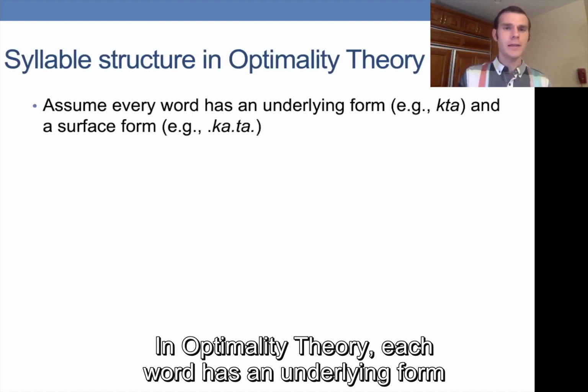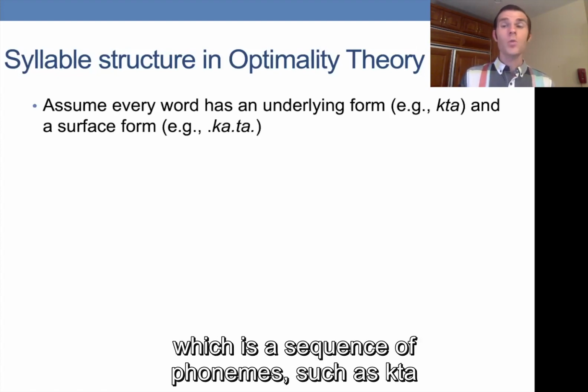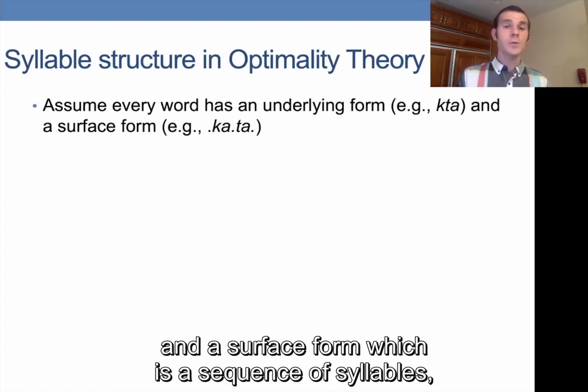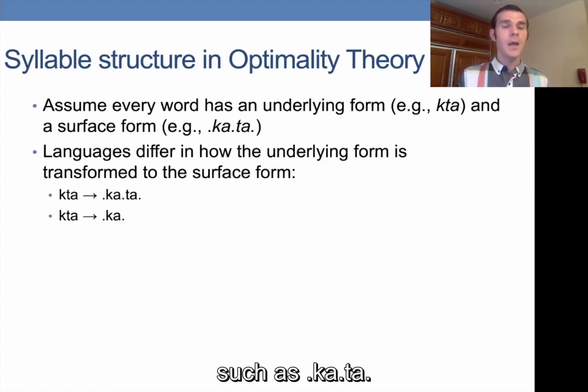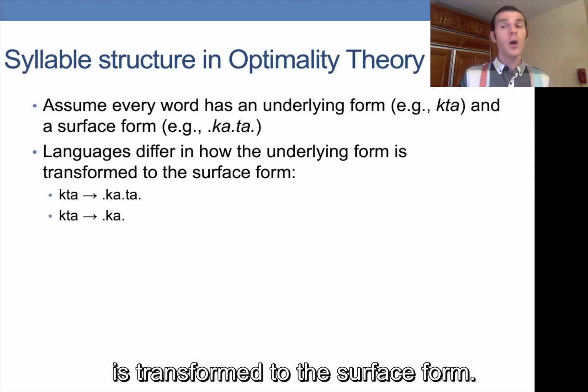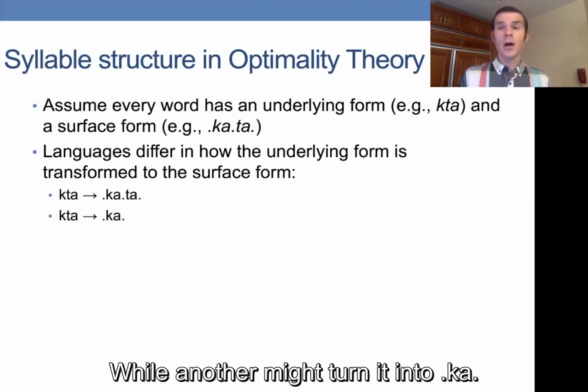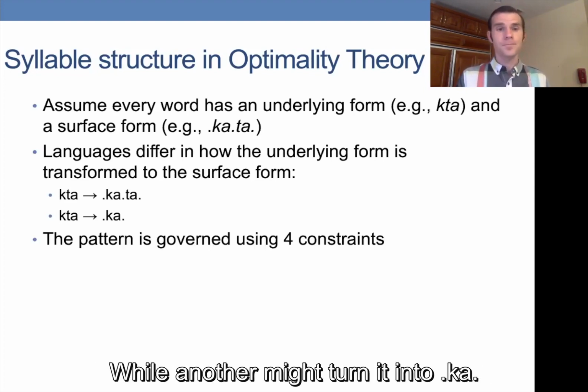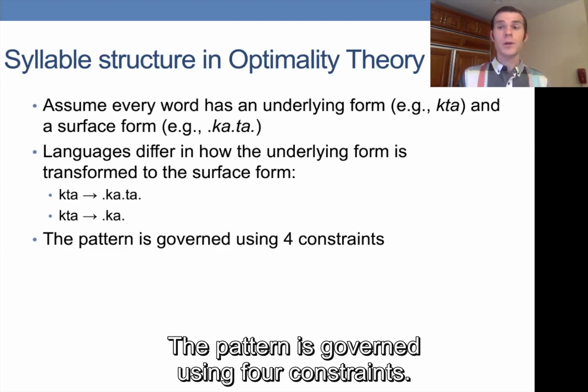In optimality theory, each word has an underlying form, which is a sequence of phonemes, such as KTA, and a surface form, which is a sequence of syllables, such as ka-ta. Languages differ in how the underlying form is transformed to the surface form. One language might turn KTA into ka-ta, while another might turn it into ka. The pattern is governed using 4 constraints.